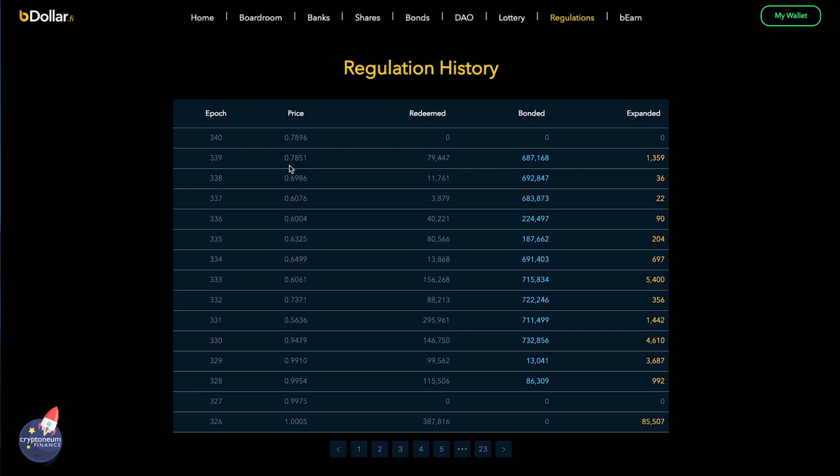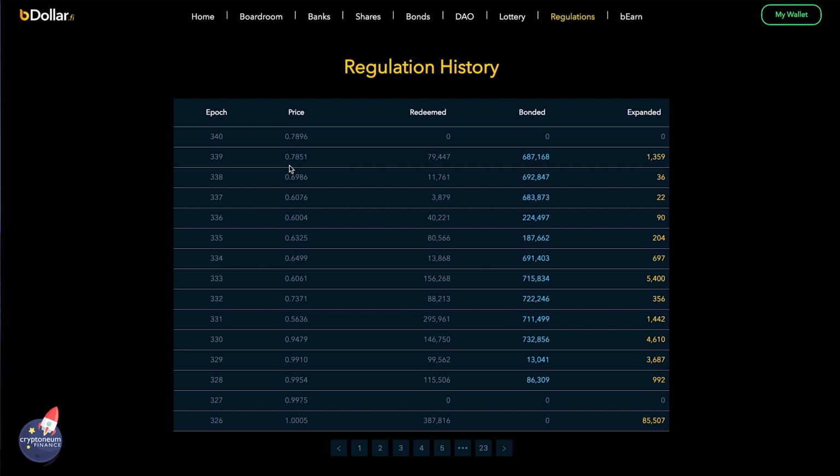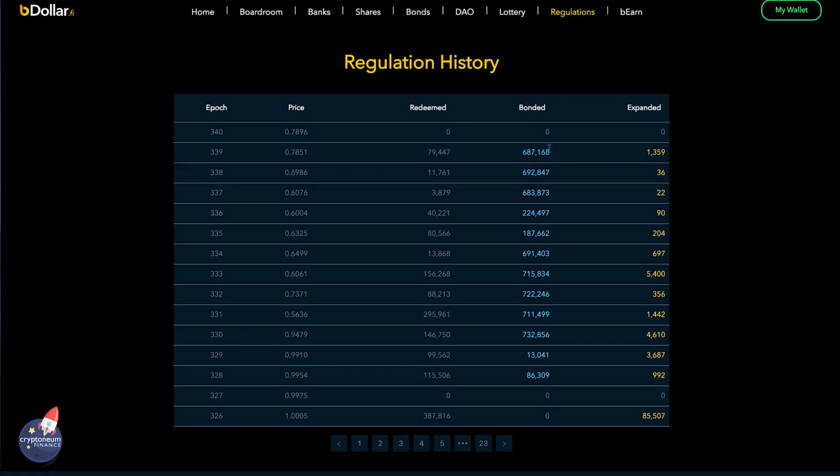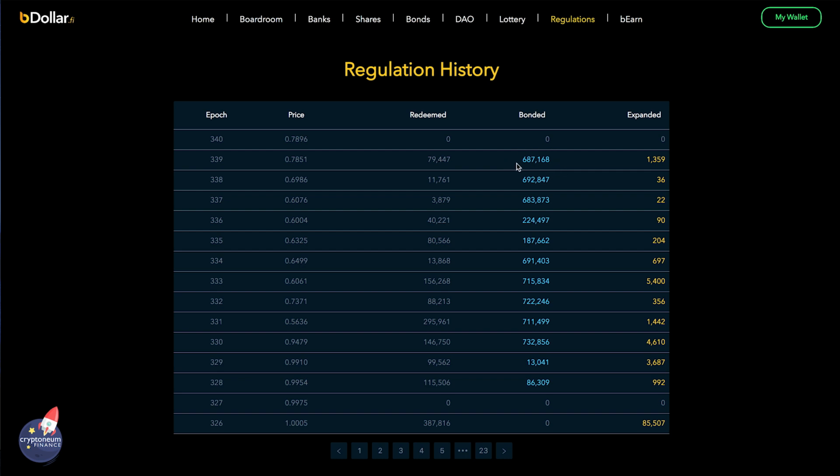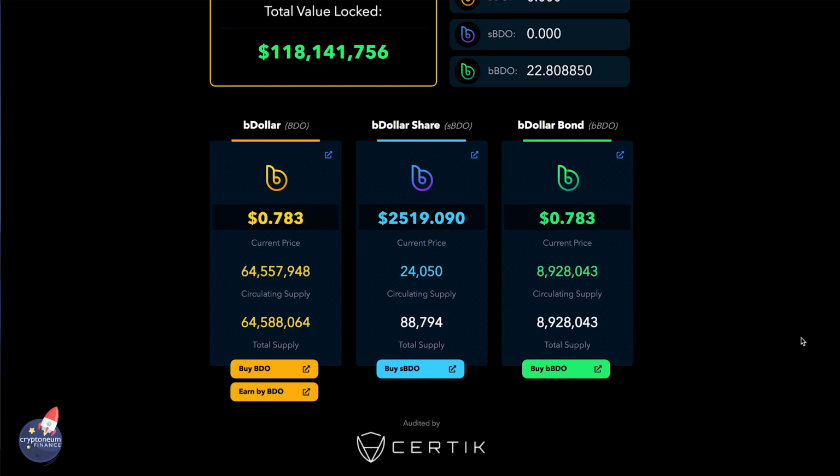And the reason why it has been increasing is because people have been buying bonds. So every time people are buying the bDO bond, they are burning the same amount of bDO coins or taking them out of supply. And therefore, if there's less supply or less circulation, the price of bDO should technically go up in price. So that's a basic overview of how this system works.